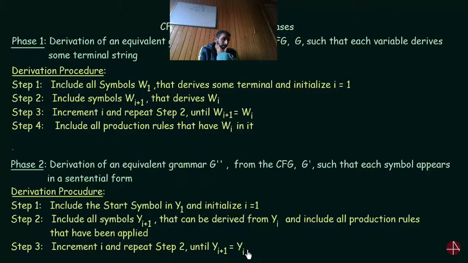Okay, so that is phase number 2, and following phase 1 and phase 2 we can obtain the reduced context-free grammar. Alright, so now we will see an example to understand it in a better way.